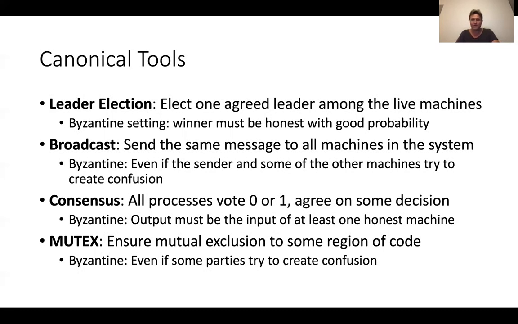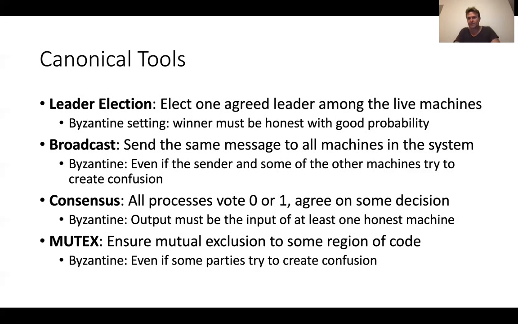One is leader election in a distributed system, where we have, let's say, 100 machines geographically distributed, and we want to make one of them special. We want to pick a leader in the system. And this should work even if some messages are slow, some of the machines are down, and so on. We should pick a leader which is alive. We should agree on who the leader is.